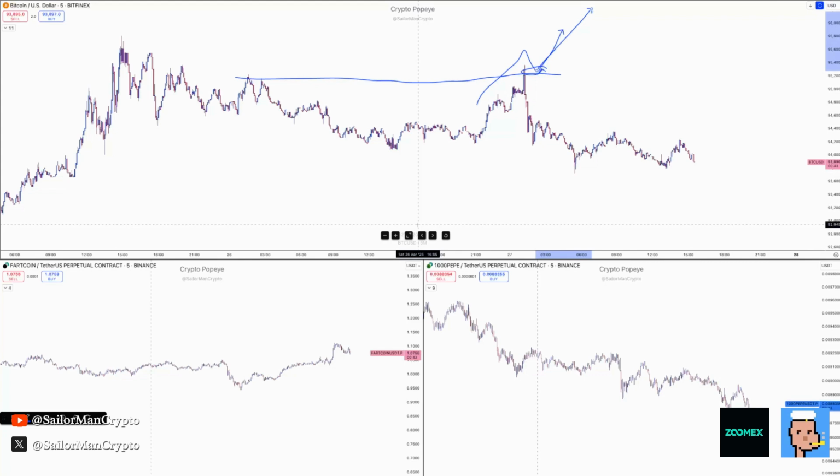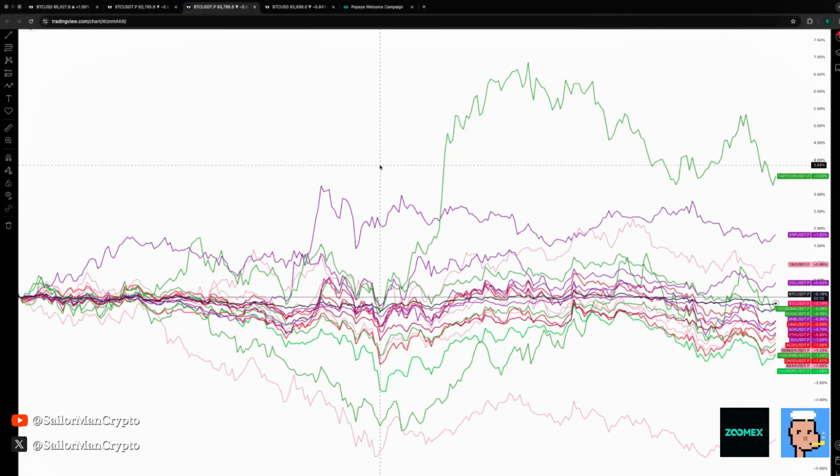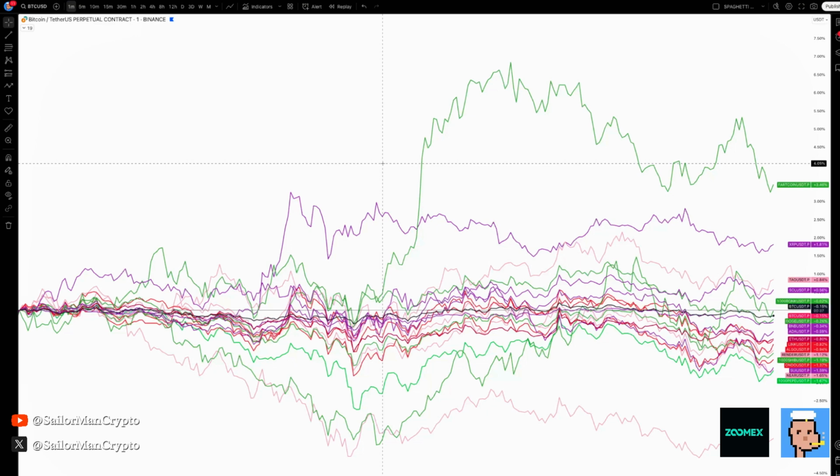So it has a lot of applications. It's pretty simple to set it up. You can use it on a daily basis, but always make sure to use it in confluence with the price action.